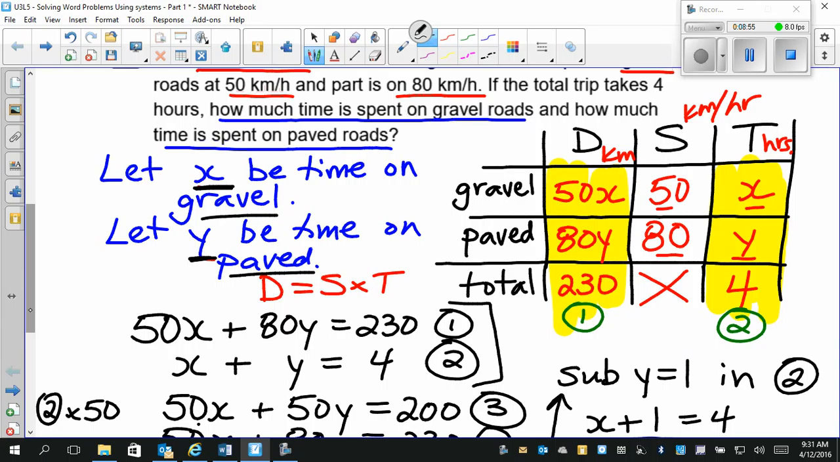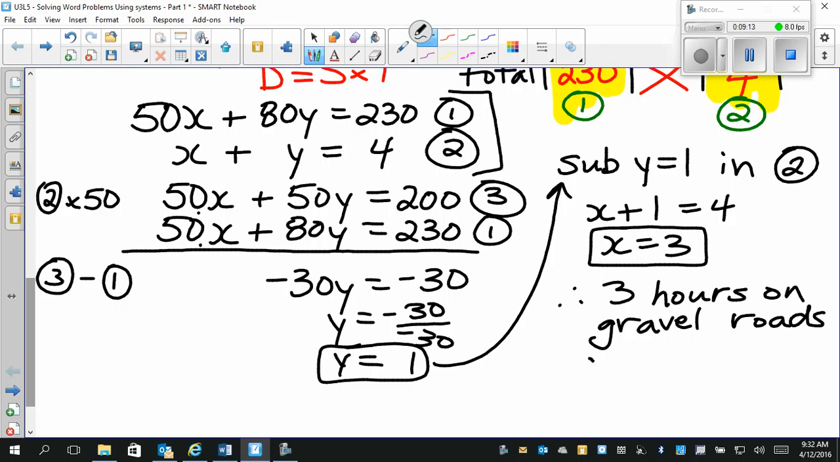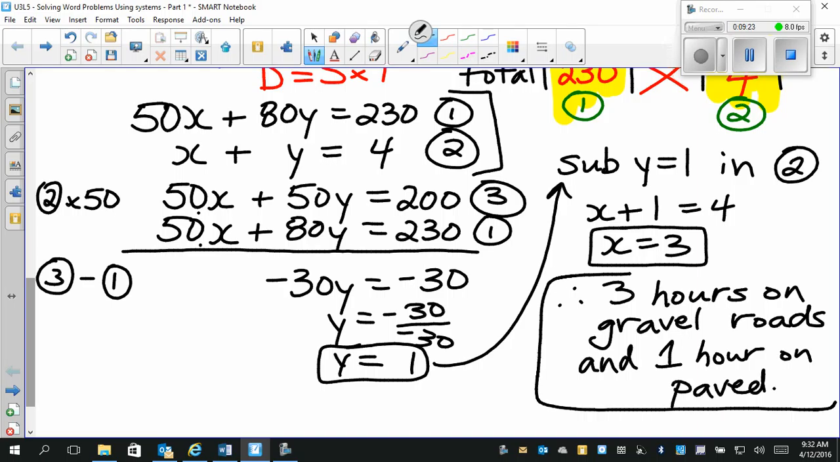So therefore, 3 hours on gravel roads and 1 hour on paved. And that's our final answer for that one.